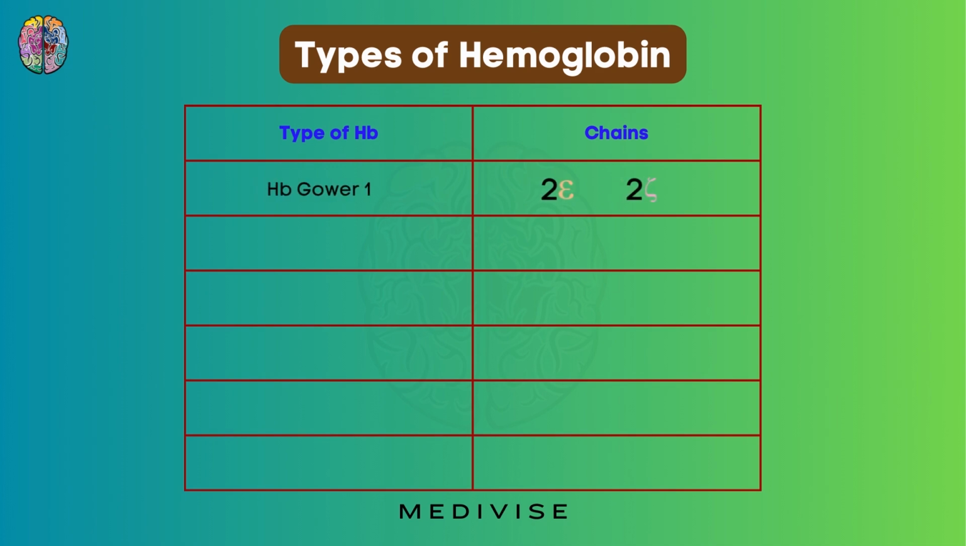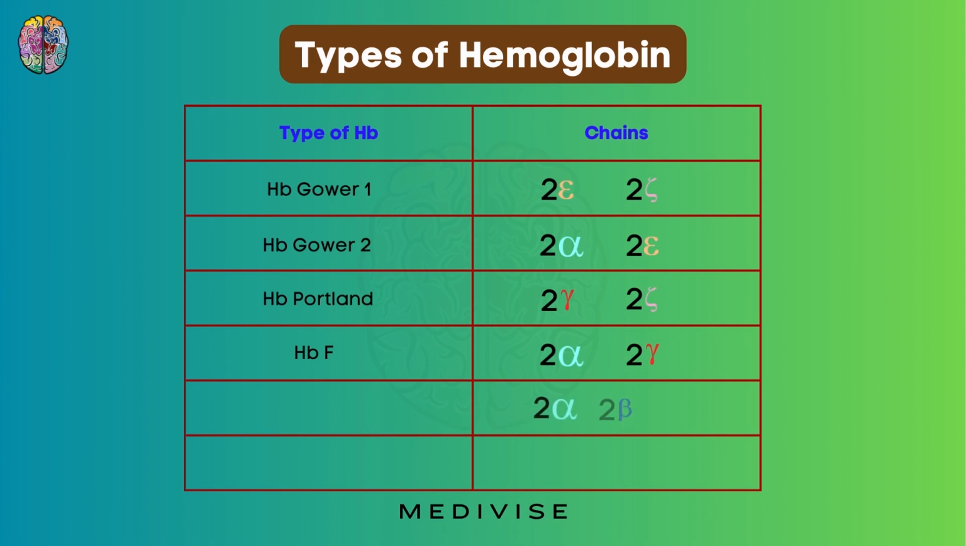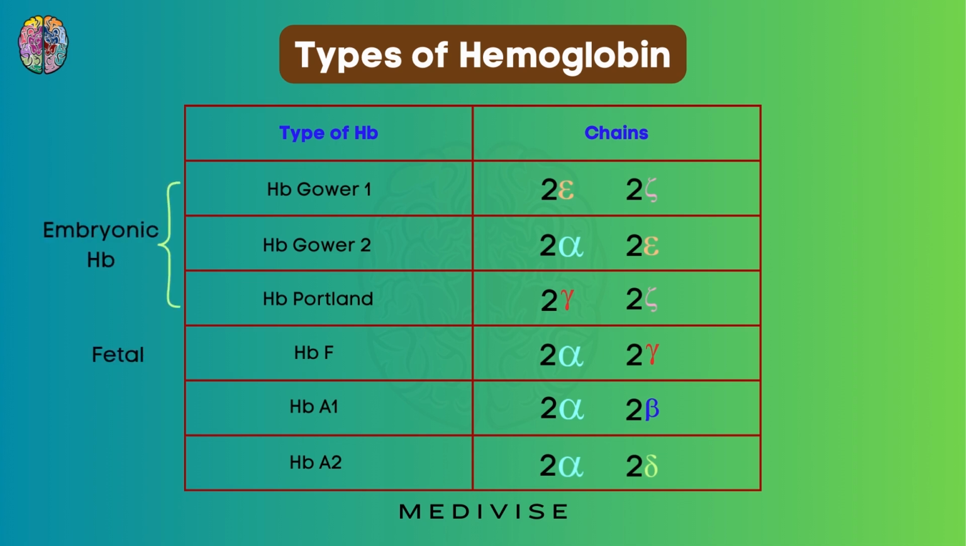So hemoglobin Gower 1 has two epsilon chains and two zeta chains. Hemoglobin Gower 2 has two alpha chains and two epsilon chains. HbPortland has two gamma chains and two zeta chains. HbF, which is important to remember, has two alpha chains and two gamma chains. HbA1 has two alpha and two beta chains, and HbA2 has two alpha and two delta chains. Note that the fetal hemoglobin and both types of adult hemoglobin have alpha chains. So the first three, as we saw, are seen in embryonic life. HbF is fetal hemoglobin and the last two are adult hemoglobin.